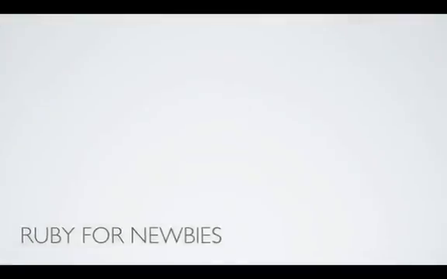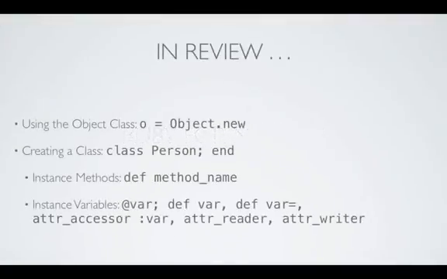Well, I hope you've enjoyed Chapter 3 of Ruby for Newbies. In this lesson, we've looked at using the object class and how we can apply methods to that class and properties as well. We've looked at creating a class of our own, which is just starting with class, and then you put the name of the class, and then of course you have to use the end keyword. For instance methods, you just create regular methods, def, method name. For instance variables, you use the @ sign and then the variable name.